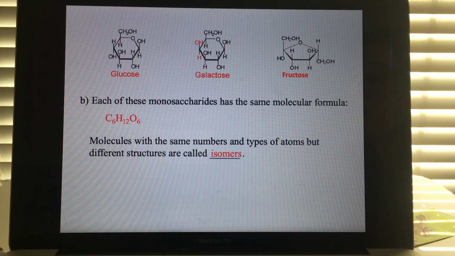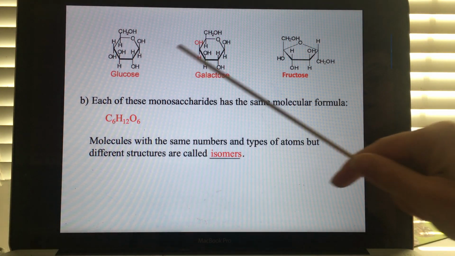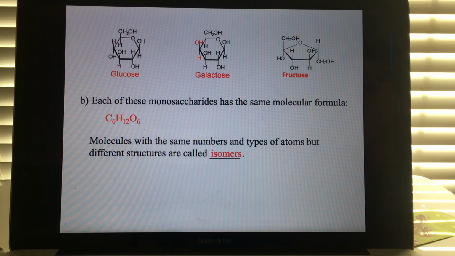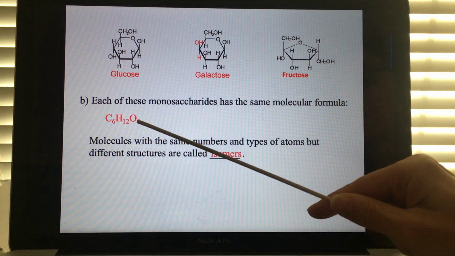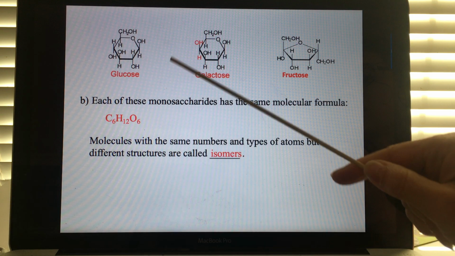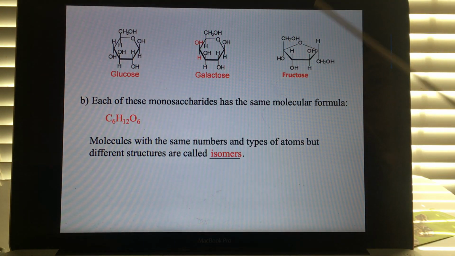Be really careful because it's very common for students to put the word isotopes on tests and quizzes instead of isomers. Remember, isotopes are atoms of the same element that have different masses because they have a different number of neutrons, not the same thing. So just be really careful. So again, glucose, galactose, and fructose are isomers of each other and have the same molecular formula but different structures.